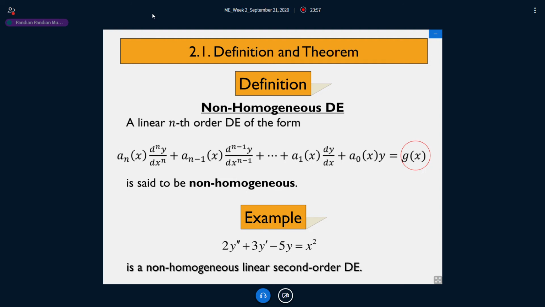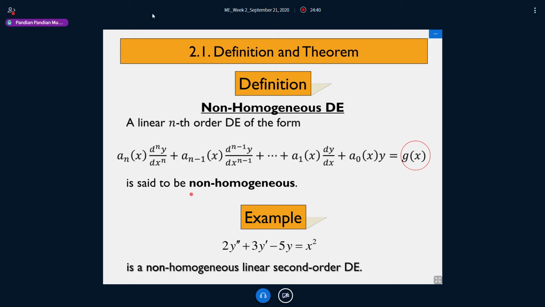Now, non-homogeneous: you see the left hand side is the same, but the right hand side is not zero. This is g(x). So at the moment we just identify homogeneous and non-homogeneous, not solving. Solving comes under the next section, which is what we call methodology. Now, non-homogeneous nth order: the left hand side is the same, but the right hand side g(x) is a function of x only.